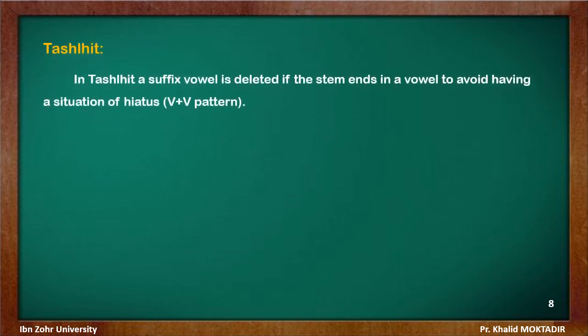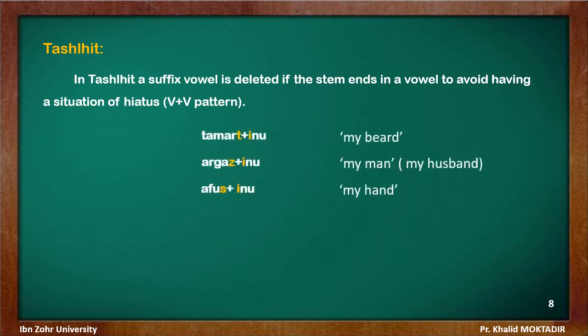As a case in point, look what happens in تجليد. In تجليد, a suffix vowel is deleted if the stem ends in a vowel to avoid having a situation of hiatus. Now look at these words. تمرت إنو, أرجز إنو, أفوس إنو. Here we have a CV pattern on the word boundaries and we have no problem.